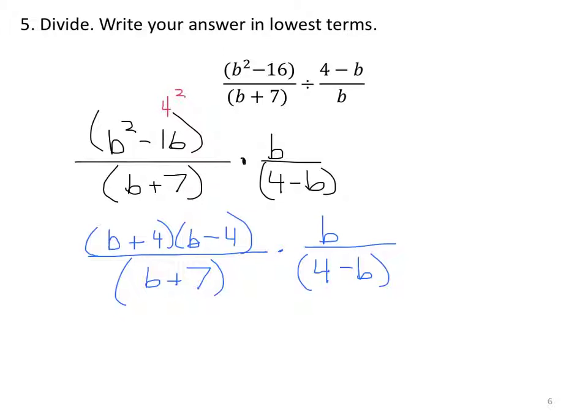The next thing is to notice none of these are identical. However, we do have opposites, b minus 4 and 4 minus b. So if we cancel those opposites, we're left with negative 1. So now we rewrite what we have left because nothing else cancels, and to represent that negative 1, we just put a negative sign in front. So on top, I'm going to put the b first because it'll be easier for my next step.